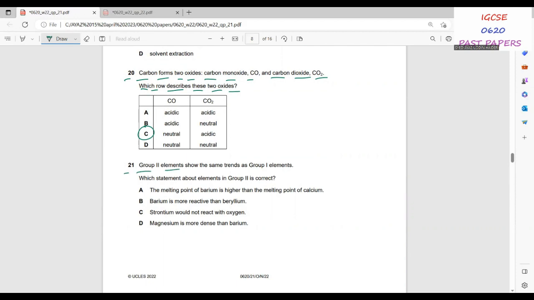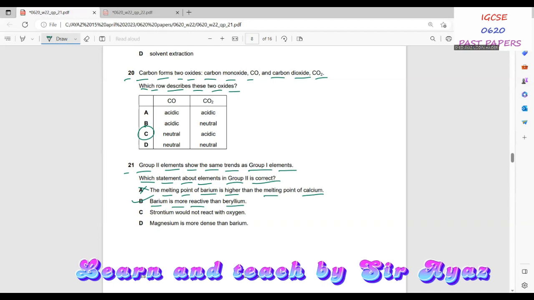21. Group 2 elements show the same trends as group 1 elements. Which statement about elements in group 2 is correct? I am reading the statements. A, the melting point of barium is higher than the melting point of calcium. According to this information, this should be the wrong statement. The melting point of calcium will be higher than barium. B, barium is more reactive than beryllium. This is the right statement because it's in parallel to group 1. The reactivity increases down group 1 and it's also happening in group 2.